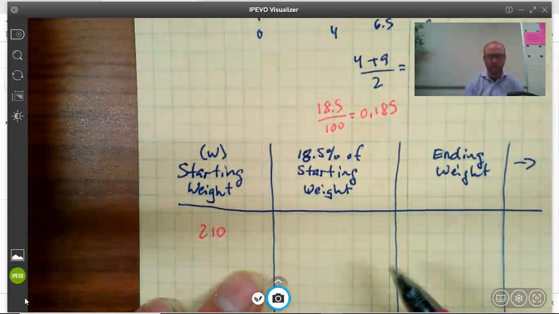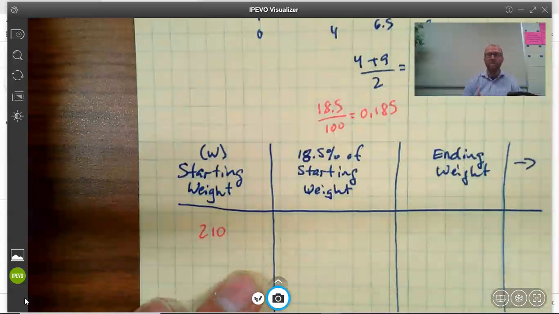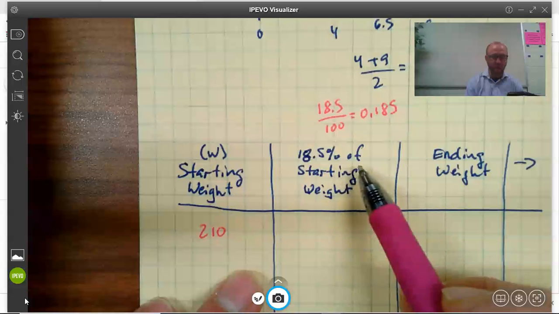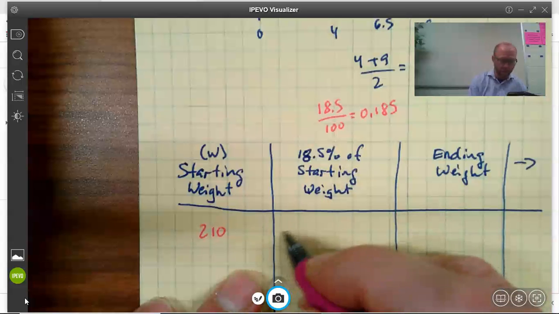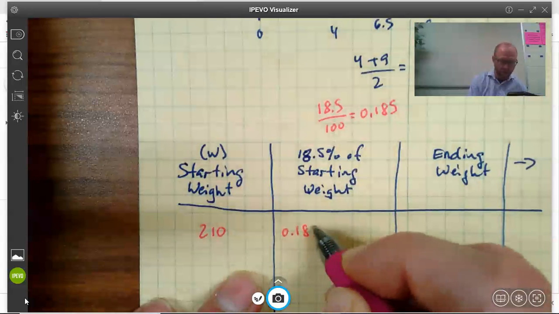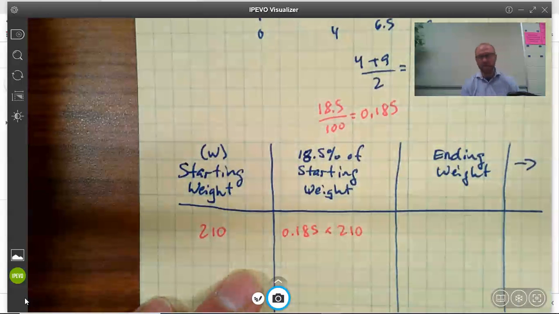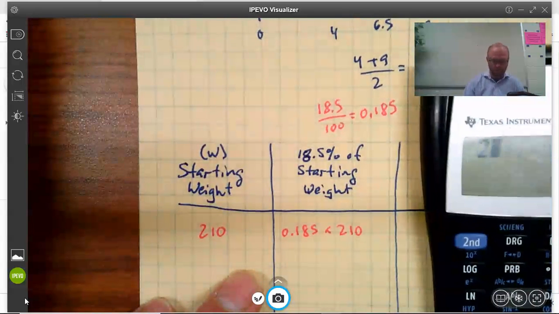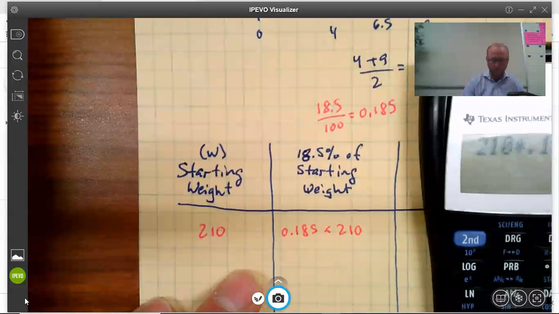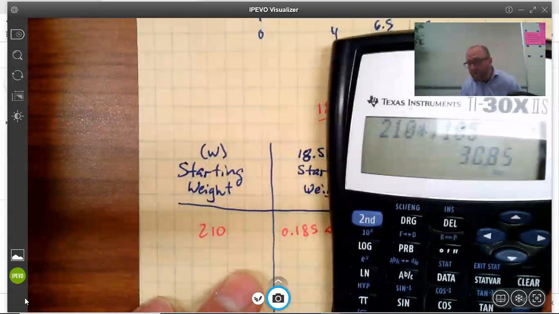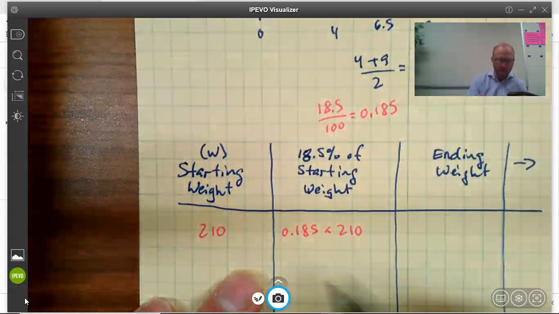So to find what 18.5% of our starting weight is, remember when we're dealing with percents or decimals and you see the word "of," it means multiplication most often. So 18.5% of the starting weight is 0.185 times 210. 210 times 0.185 is 38.85.